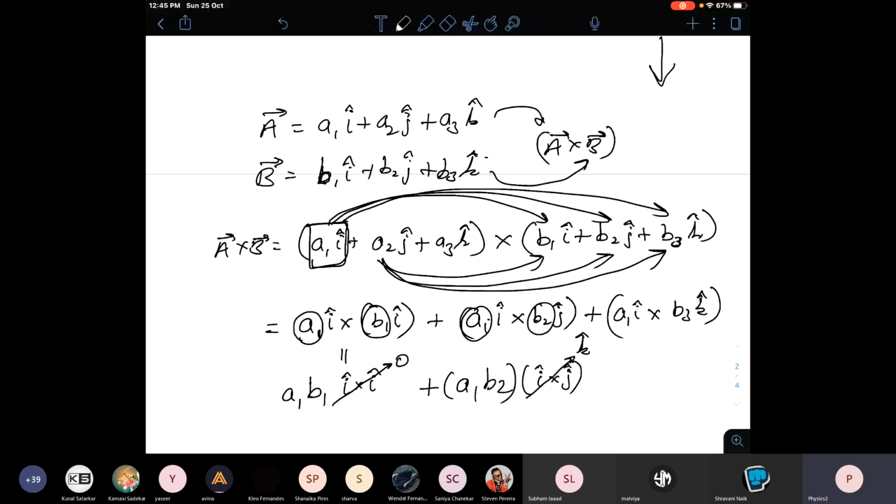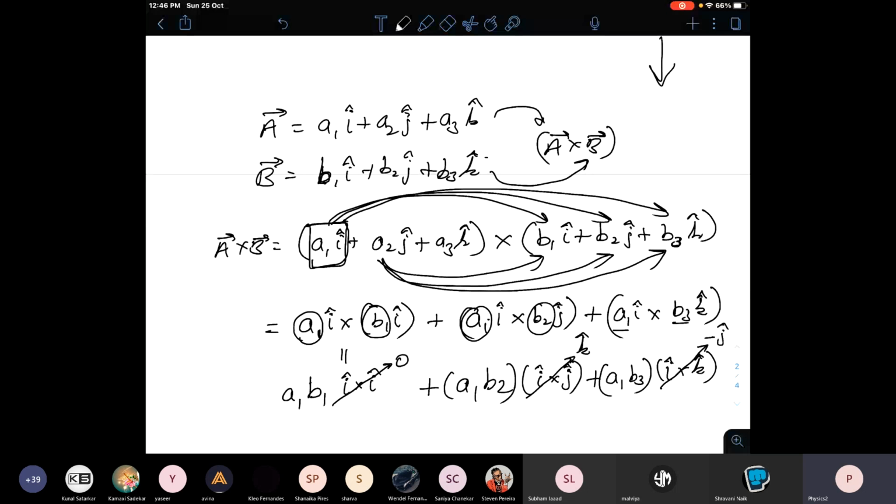So this is the second term. Plus third term. Again, A1 and B3 are scalars, they will multiply separately, and I cap cross K cap will be there. This term becomes minus J cap. I cap cross K cap is minus J cap. You can see from the I cap, J cap, K cap circle what will be the value of I cap cross K cap. So in the first term, you can see that we are getting this.